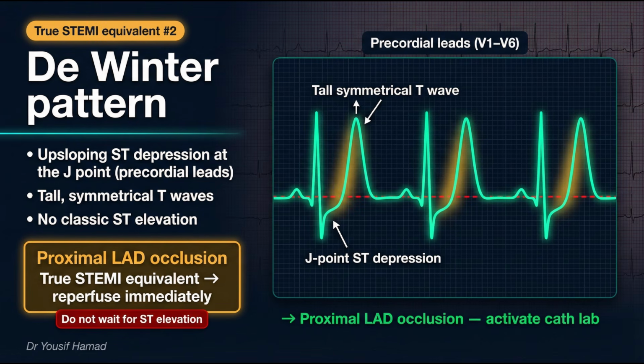Second, the De Winter pattern. This is characterized by upsloping ST depression at the J point in the precordial leads, combined with tall, symmetrical T waves. This pattern reflects proximal left anterior descending artery occlusion. Although there is no classical ST elevation, this is a true STEMI equivalent and requires immediate reperfusion therapy.